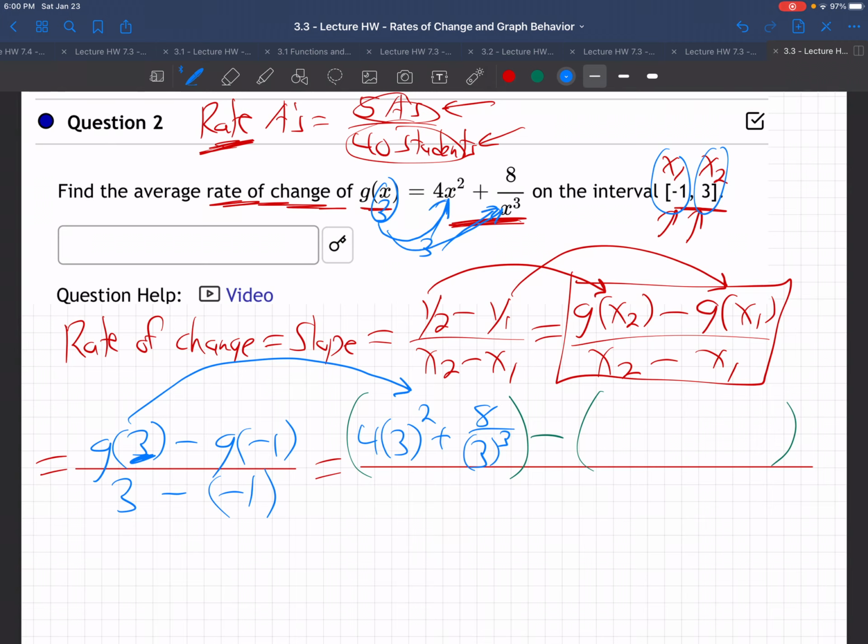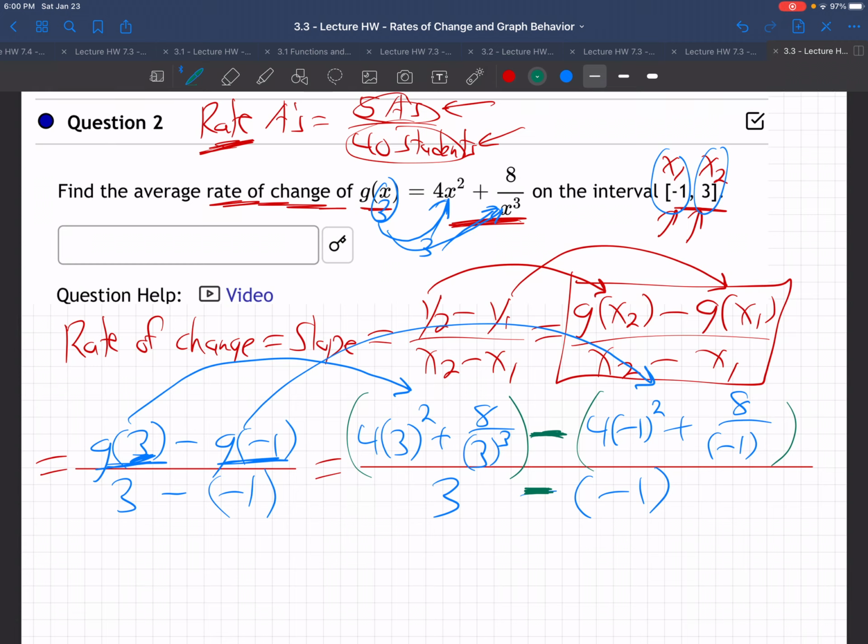And now let's plug in negative 1. So that'll be 4 times negative 1 squared plus 8 over negative 1 cubed. That whole thing is g of negative 1. So we have g of 3 minus g of negative 1 over 3 minus negative 1. Right? I see that?